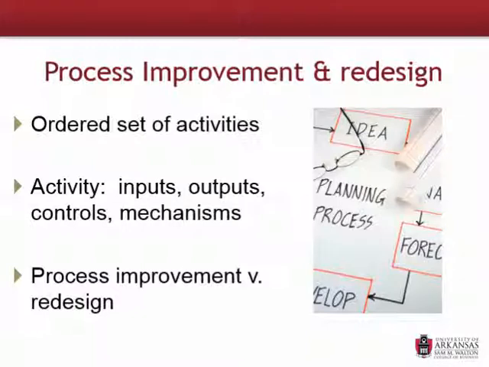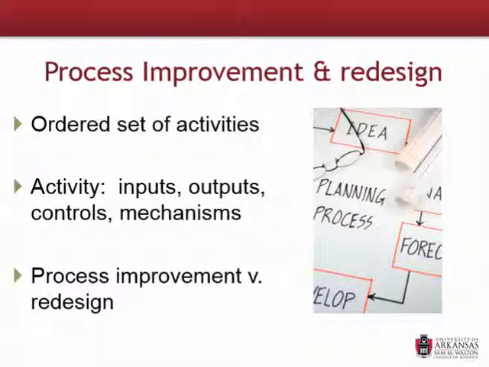Process improvement is concerned with increasing the speed of the process, reducing the cost of the process, or increasing the reliability of the process, etc., without changing the order of activities nor changing the activities per se in any fundamental way. Process redesign, on the other hand, is concerned with improving performance, but does so by changing the order of activities or fundamentally changing the activities themselves.